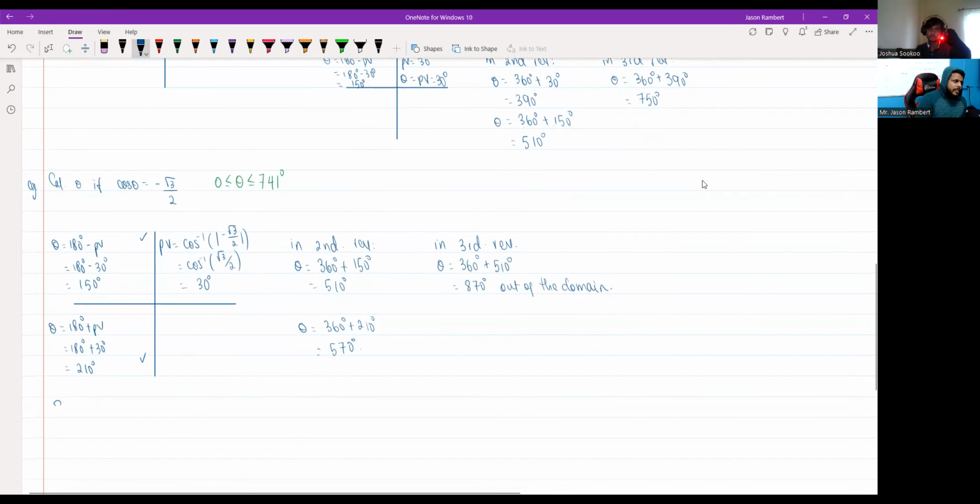So in the end, you have to write a little solution line. Theta is equal to 150 degrees, 210 degrees, and I'll work with this domain here, 510 degrees, 570 degrees, and that's it. Although 870 degrees is an answer, it is not an answer in this given domain. All right. Good to go so far.